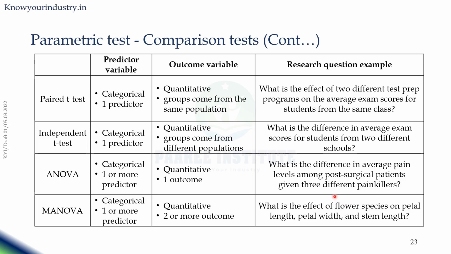So you are giving three different painkillers to the same population of post-surgical patients to see the difference in average pain levels. Here you are using three different painkillers, so there is more than one group, and hence you have to use the ANOVA. Where you use MANOVA, the outcome will be two or more. What is the effect of flower species on petal length, petal width and stem length? Here you are going to see the different outcomes on the basis of one particular variable. So when this kind of data comes, you are going to use the MANOVA.